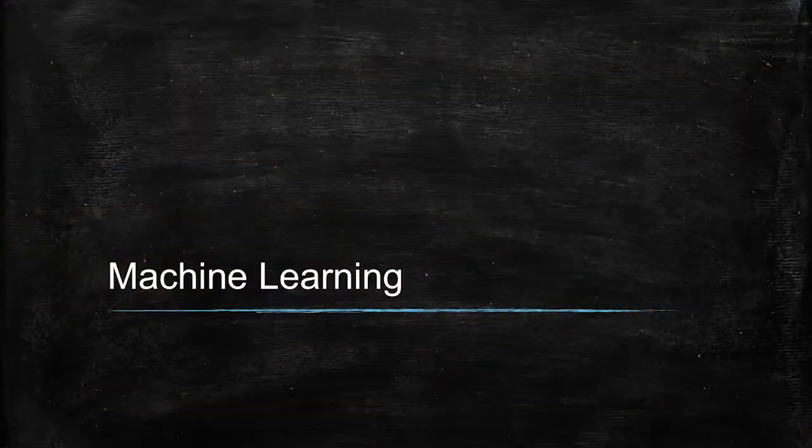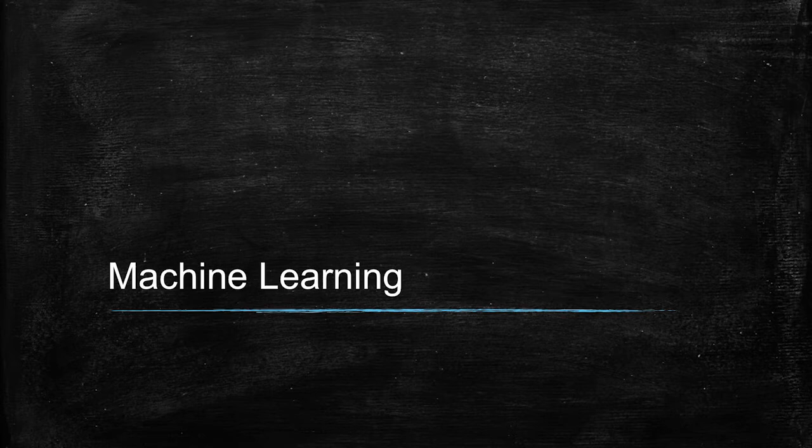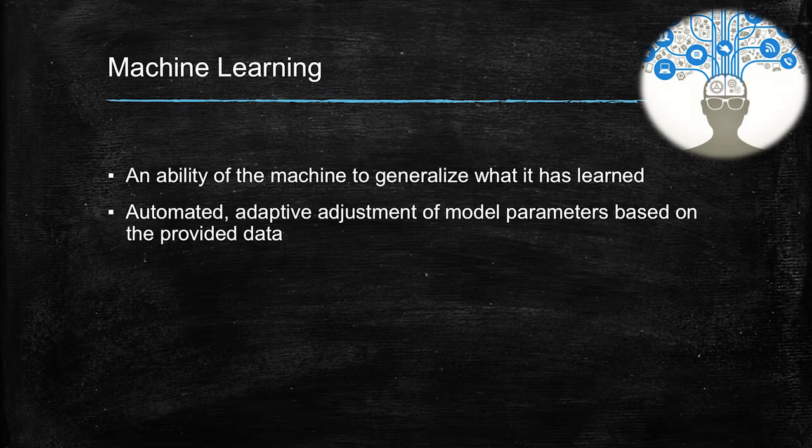So given all this data from the IoT devices, we end up with some algorithm which has to process it. So behind the IoT, we have machine learning. So what is machine learning? Of course, there are many formal definitions of this term, but briefly speaking, it is the ability of the machine to generalize what it has learned.